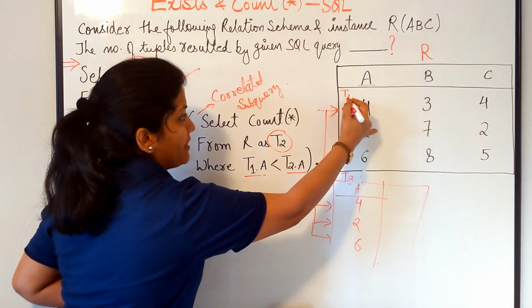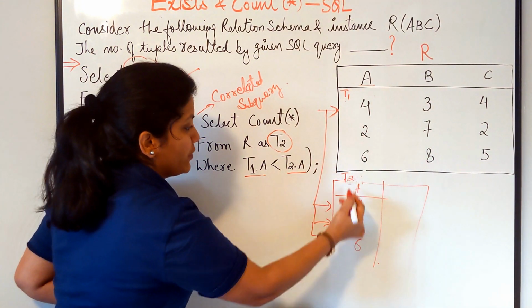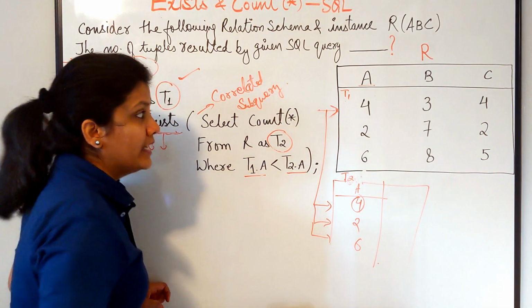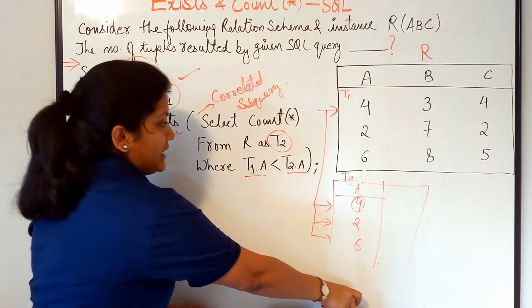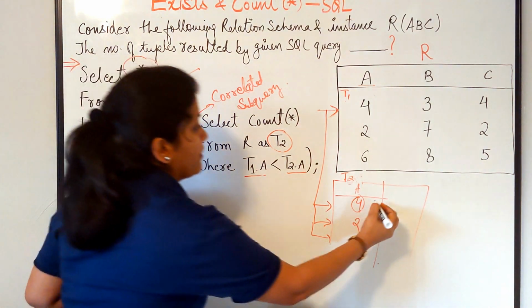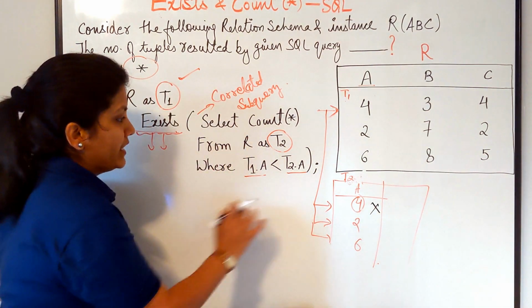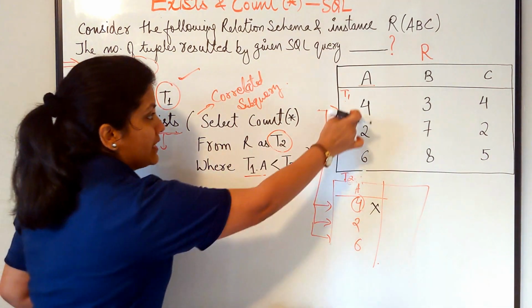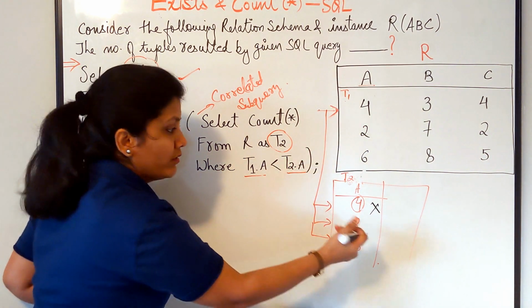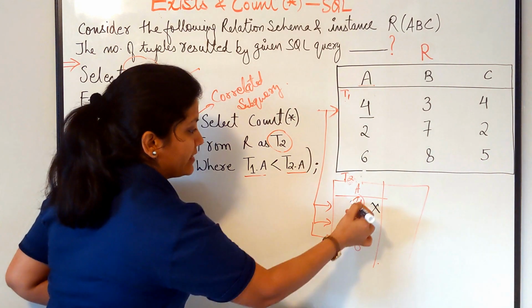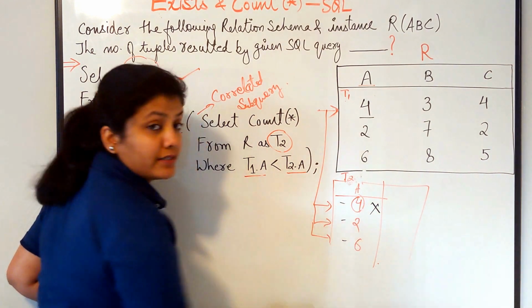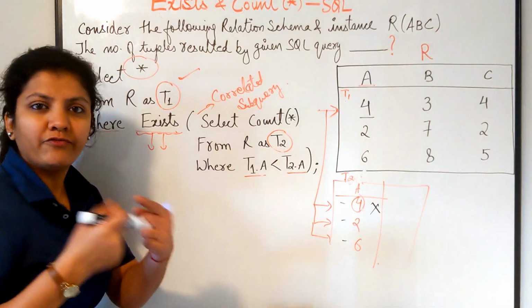Initially T1 is here, and T2 is pointing here. So 4 is less than 4? No, they are equal but not less than. So this will give you false, and this won't get selected. Next, 4 is less than 2. This will get compared. The T1 value is fixed here and this will run for this and this, as I told just now, just like a for loop.